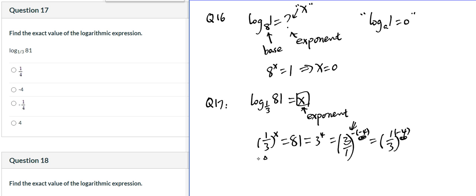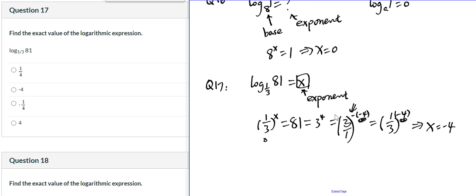Now look, 1/3 to the x equals 1/3 to the -4. x has to be -4. That's the exact value, so you may choose it right here. That's our question 17.